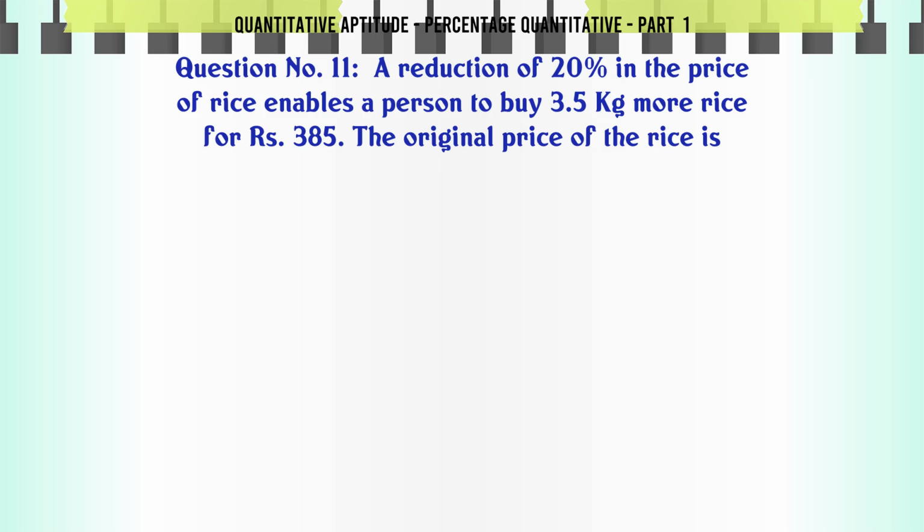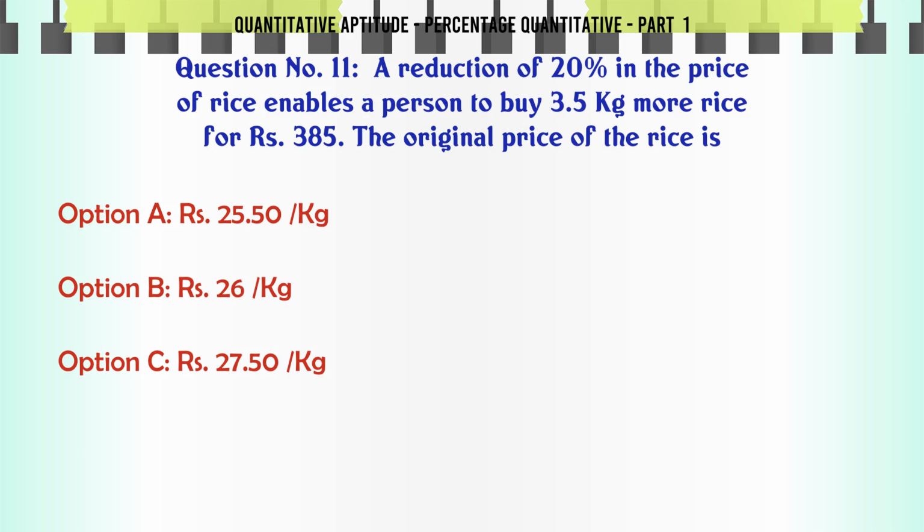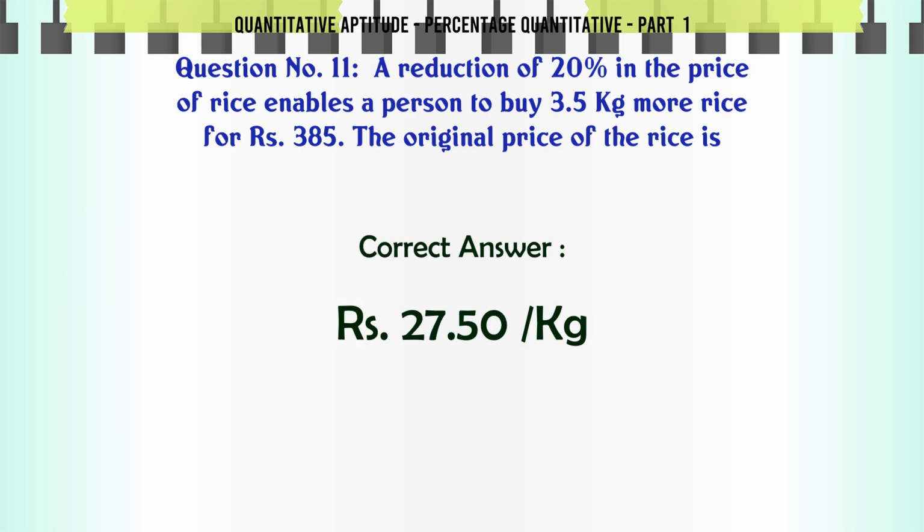A reduction of 20% in the price of rice enables a person to buy 3.5 kg more rice for 385 rupees. The original price of the rice is A 25 rupees and 50 paise per kg, B 26 rupees per kg, C 27 rupees and 50 paise per kg, D 28 rupees and 50 paise per kg. The correct answer is 27 rupees and 50 paise per kg.